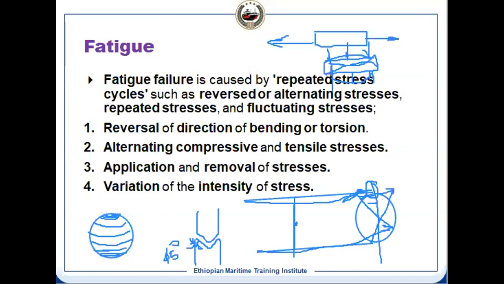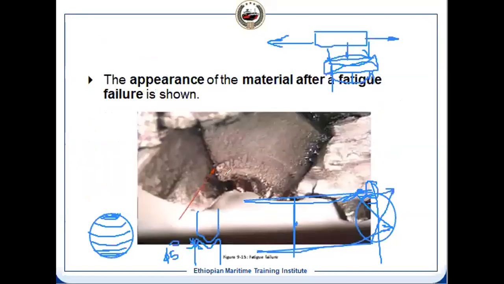Now, if you see this diagram, have you seen these lines? There will be a number of lines like this. It is actually this line it is talking about. On the face, you'll see this kind of pattern, and there will not be any neck formation. You'll see the dimension will remain uniform. If it is tensile failure, this will be the indication. So that will give us the fatigue failure.